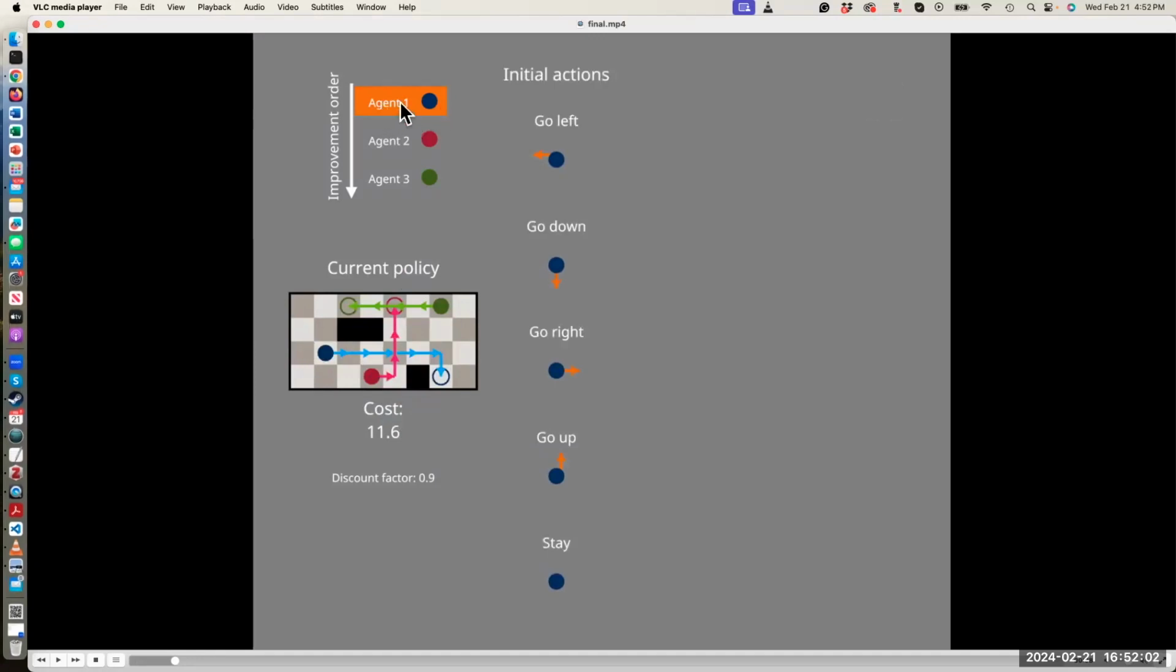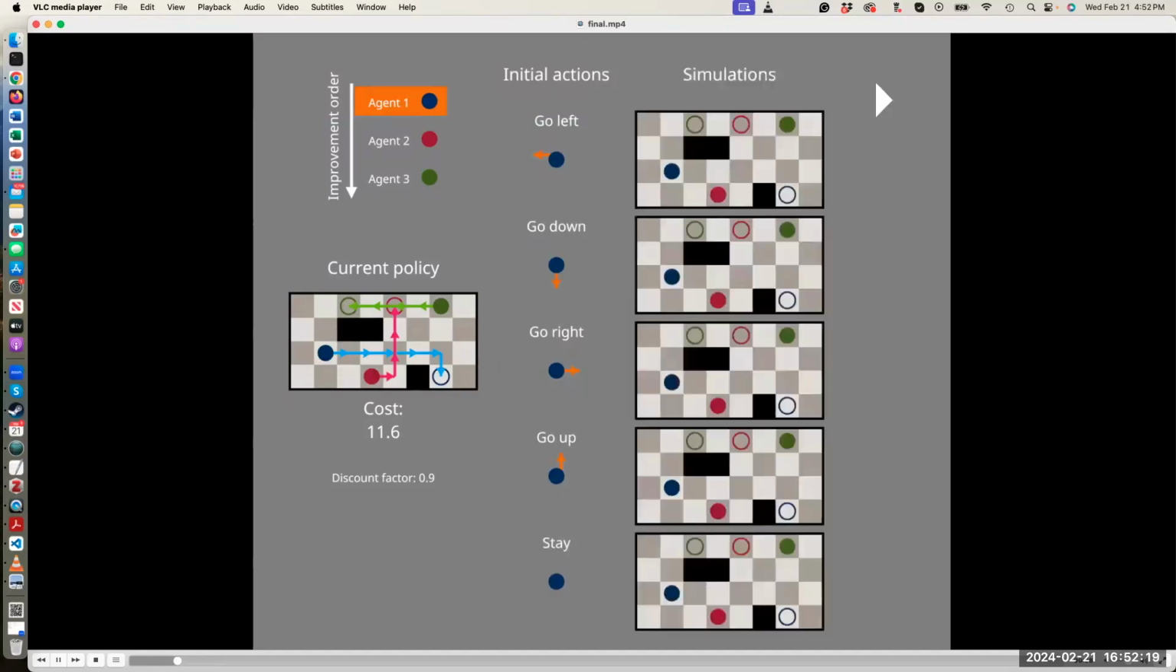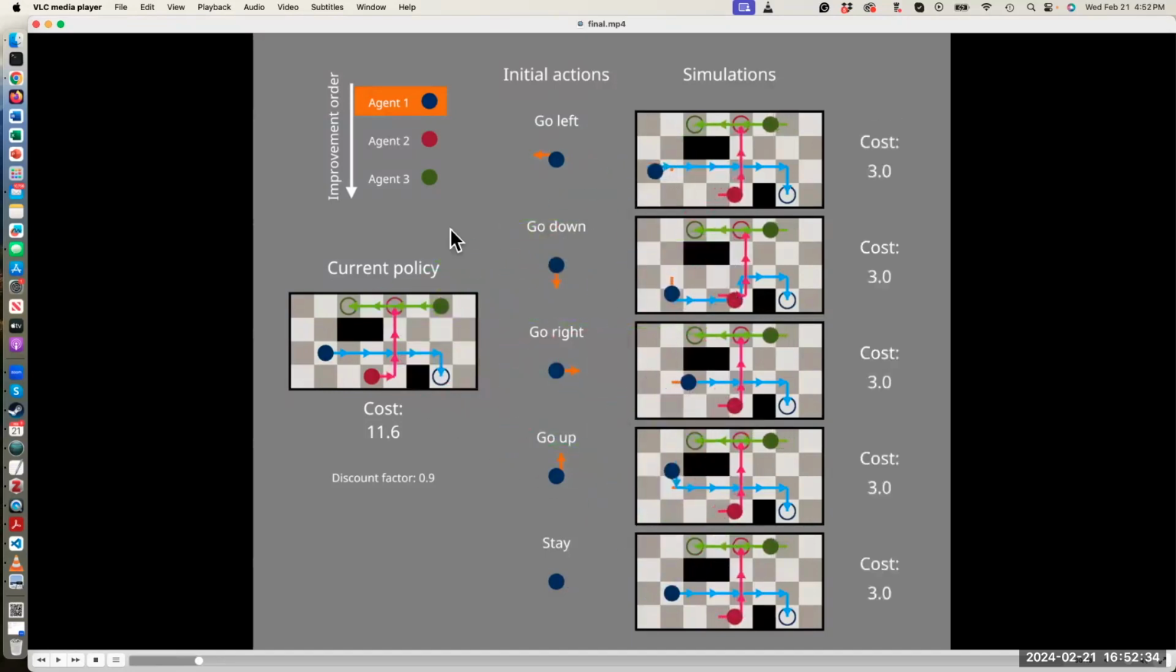As I said, we first start with the first agent, and the first agent tries all feasible actions, controls at the present stage. You can see it can go left, go down, go right, go up, or stay still. We try all 5 actions at the present stage, and the tail portion is constructed by following the base heuristic, whereas agents 2 and 3 simply follow the base heuristic.